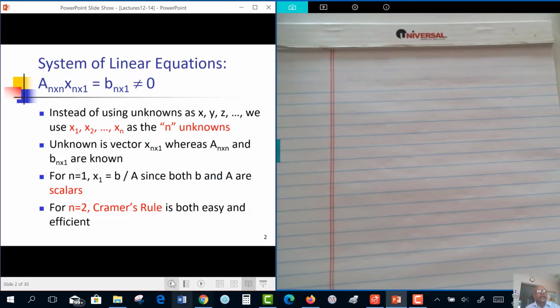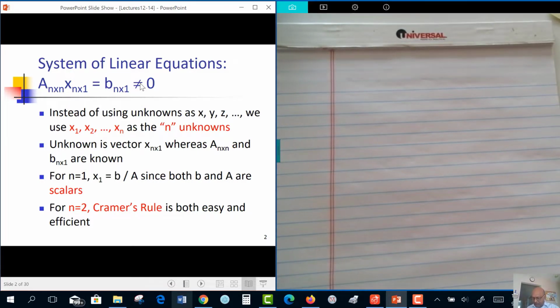So what is this linear system? A linear system is basically a system of linear equations. We have n equations in n unknowns. X is our unknown, and B is what is called the right-hand side, often called the residual. And we are going to solve linear systems of the type where B is not equal to 0.